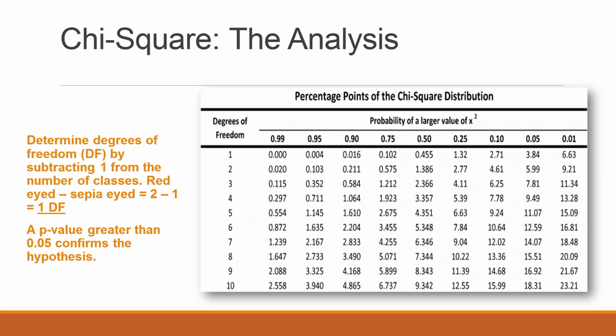Since we have a chi-square of 0.94, we fall between the 0.5 and the 0.25 column, because we only have 1 degree of freedom, found by 2 minus 1, which equals 1. Since we fall between the 0.5 column and the 0.25 column, we have a p-value greater than 0.05, which means that the results that we obtained were significant.